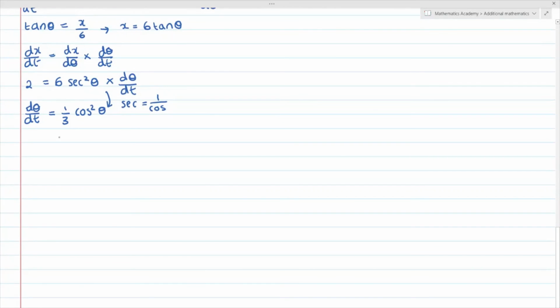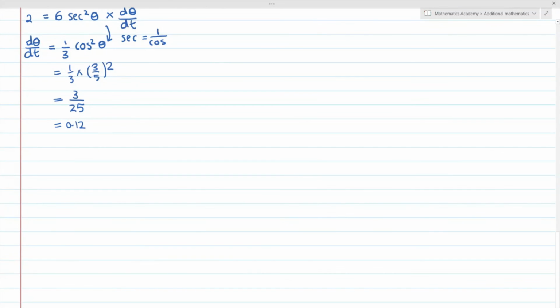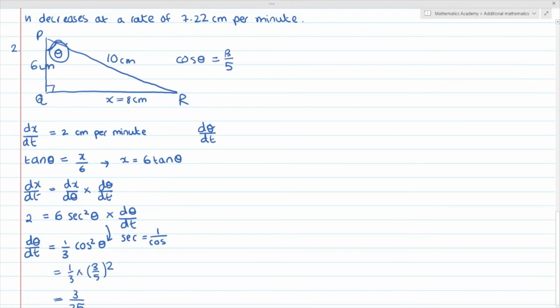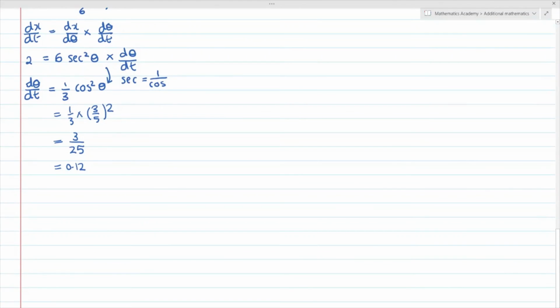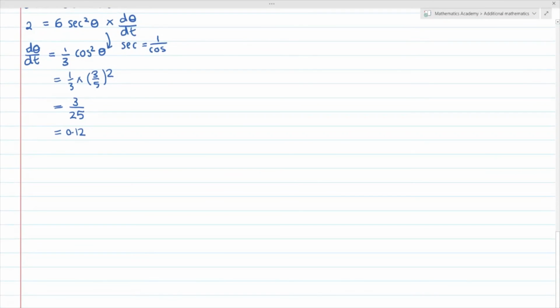So we can substitute that. That's 1/3 times 3/5 squared, which is equal to 3/25, which is equal to 0.12. It's centimeters per minute. 0.12 degrees, radians per minute, probably. Yes, radians per minute.